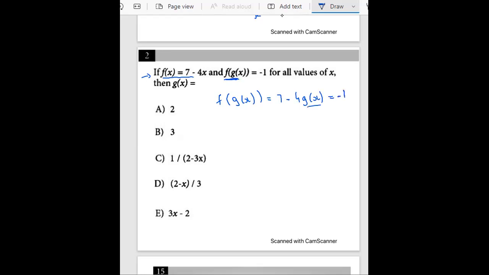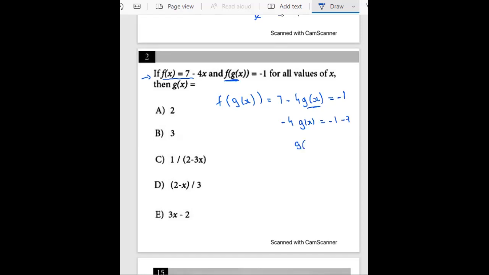Now I just need to make g of x the subject. So this would be -4 times g of x equals -1 minus 7, and g of x is going to be -8 by -4, and that will give me 2. So A would be the answer, right? The method which you told me, where we check the options, is also correct. We can do that for every question, but obviously that would be more time-consuming.